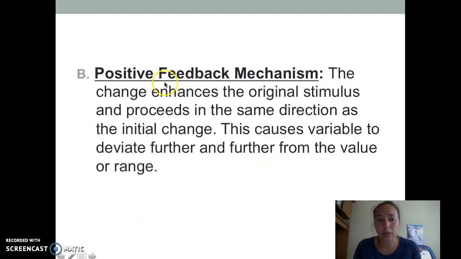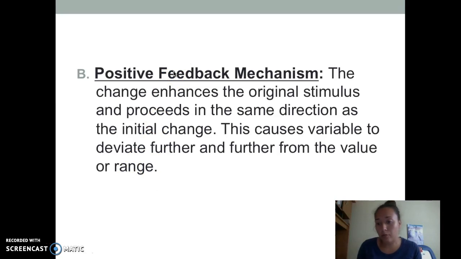Okay, so the next thing we're going to talk about is positive feedback mechanism. In positive feedback mechanisms, the change enhances the original stimulus and proceeds in the same direction as the initial change. This causes the variable to deviate further and further from the value, change or range. So with a positive feedback mechanism, your set point, it would keep increasing.